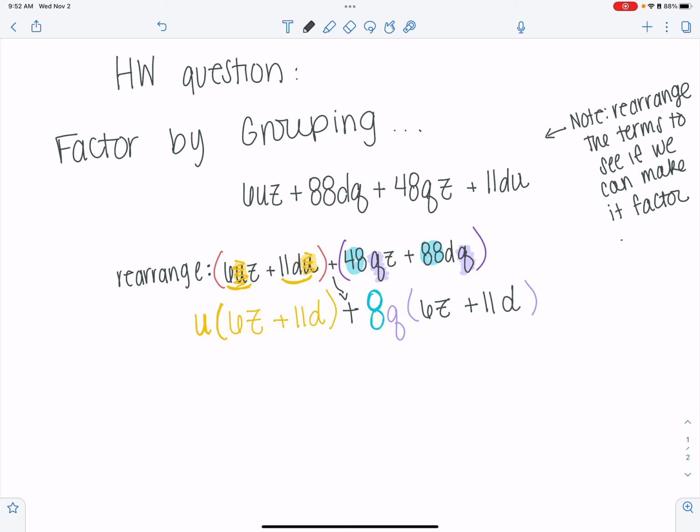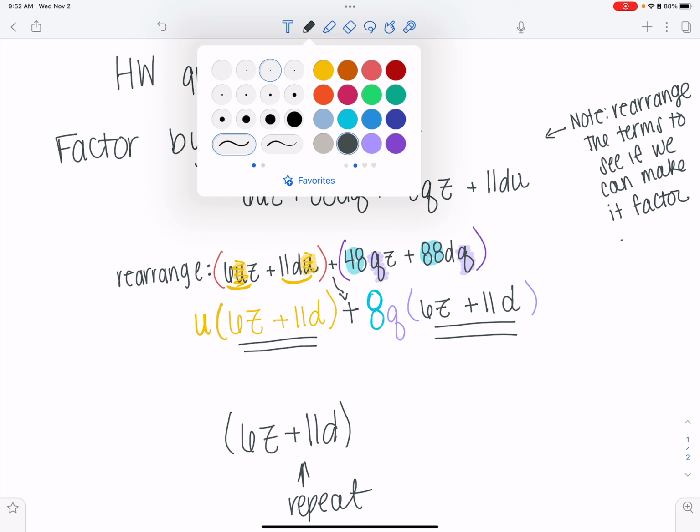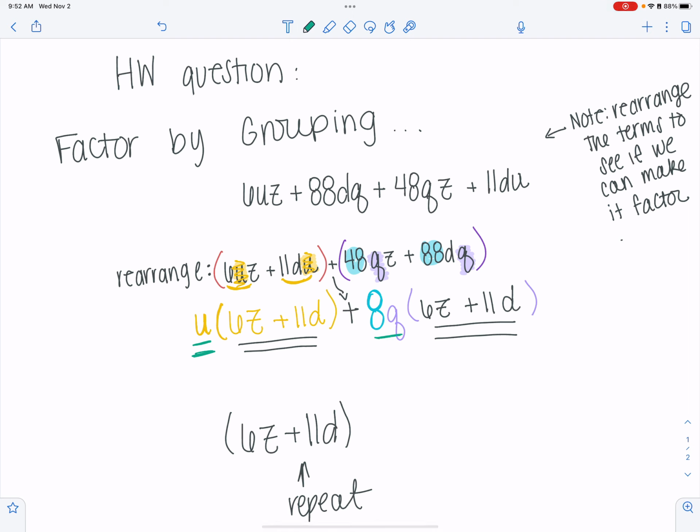Now the parentheses match. So now I can write down what's being repeated: 6z plus 11d. And what is left over? u plus 8q. And then that would be your final answer.